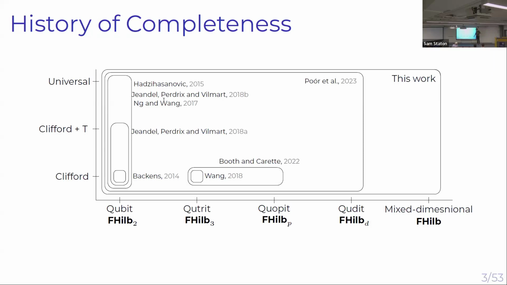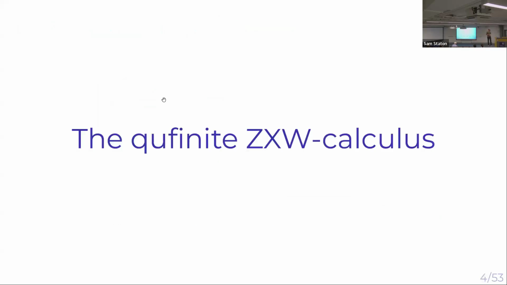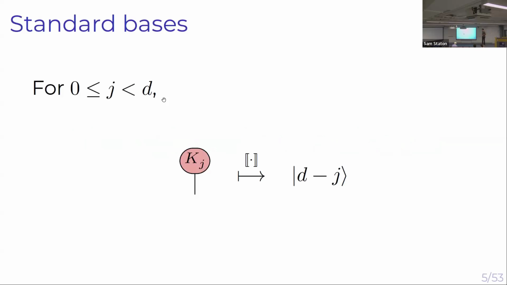But this is any kind of Hilbert space. So we go away from just qudit quantum computing, and we go into quantum theory, finite dimensional quantum theory. So this is a much richer place to talk about. So the Q-finite ZXW calculus. First, I'm going to briefly describe the qudit ZXW calculus, which is very similar to the qubit one that we have seen. And then I'm going to go into detail with mixing these dimensions.